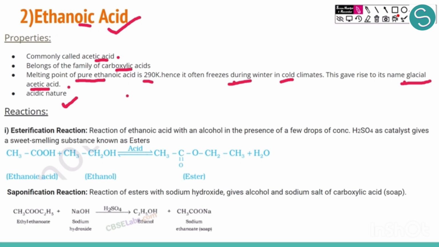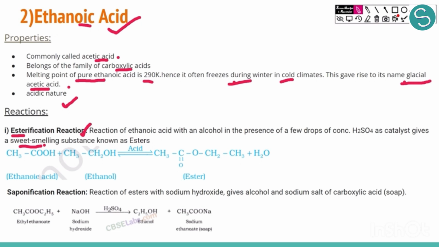Then we have three reactions of ethanoic acid. First is the esterification reaction. As the name suggests, esterification means that at the end we'll get an ester formed. So esterification is the formation of an ester. What is an ester? Ester is a sweet smelling substance. Often when you smell an ester, it has a fruity fragrance.